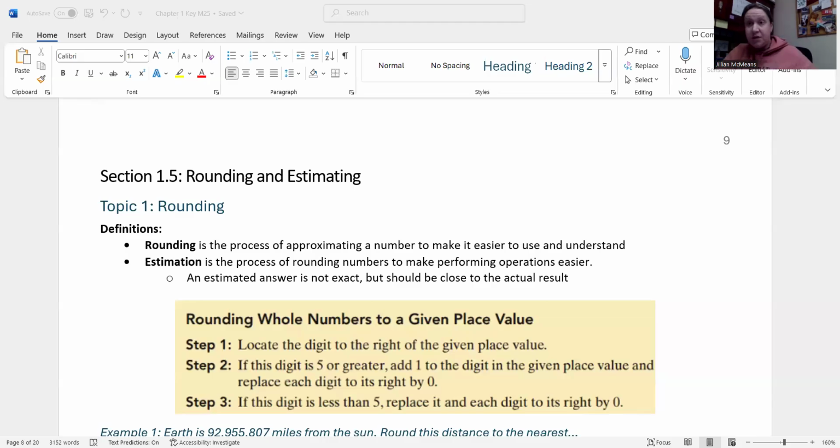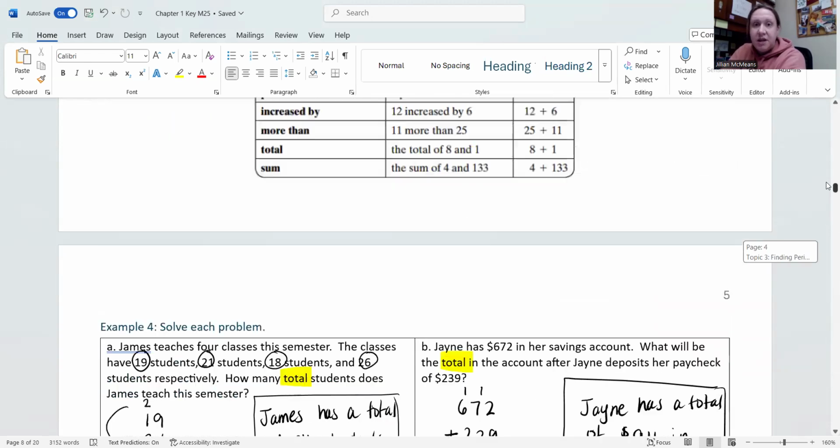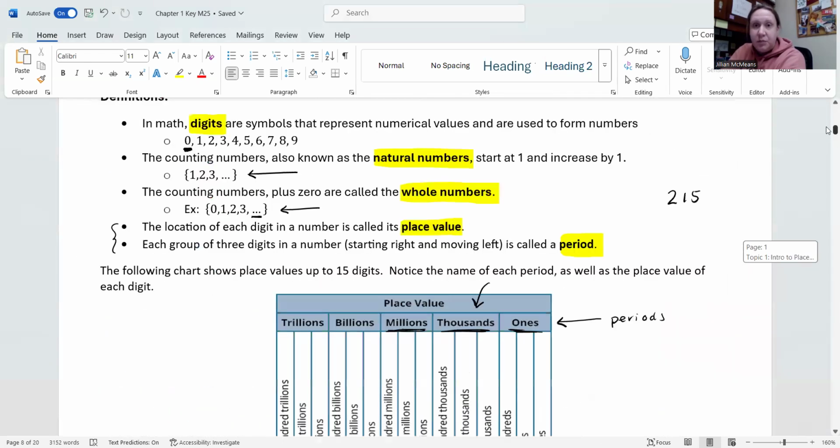For this section, we're going to talk about rounding and estimating. I do need to remind you of something that came up in a few worksheets ago. We talked about place value. Place value is a really important part of the rounding process. So let's go and remind ourselves of place value.